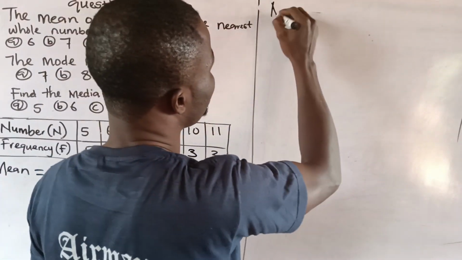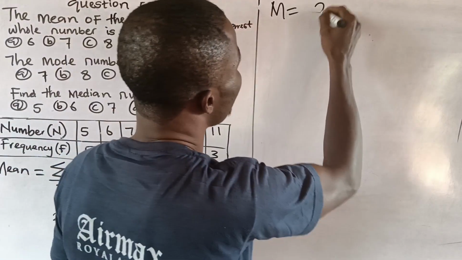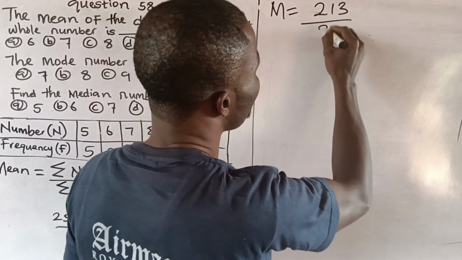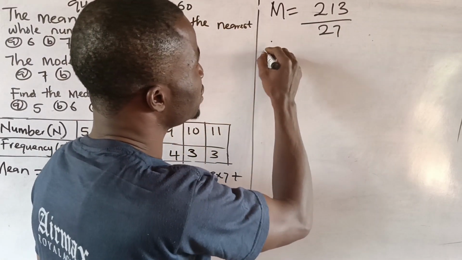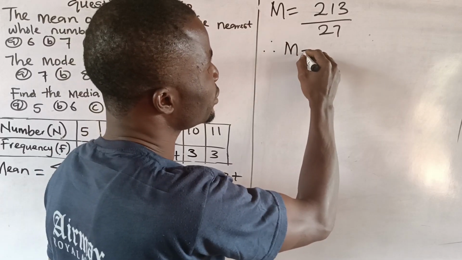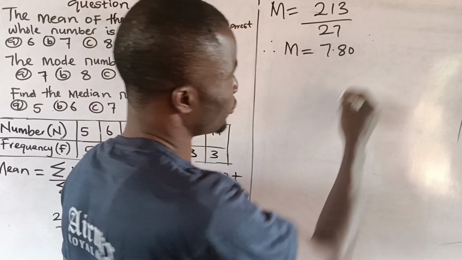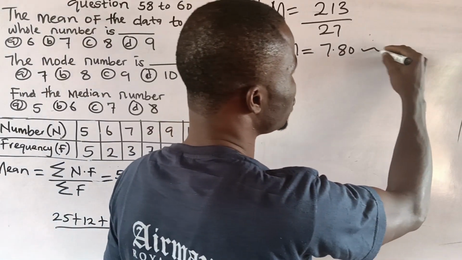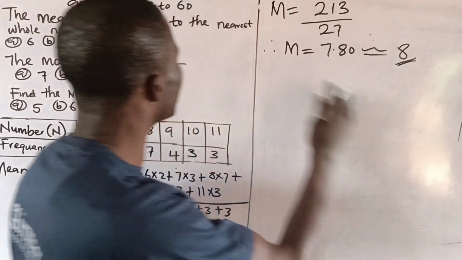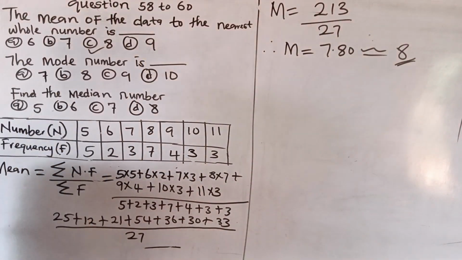Now add this one up. Our mean is equal to, just add it together, you will have 213 divided by summation f, which is 27. So when you divide it, our mean will be 7.80. And once you approximate it to the nearest whole number, it will give you 8. This is our answer. Let's check the options. Option C is the right answer.